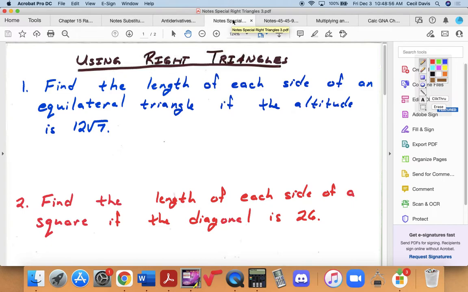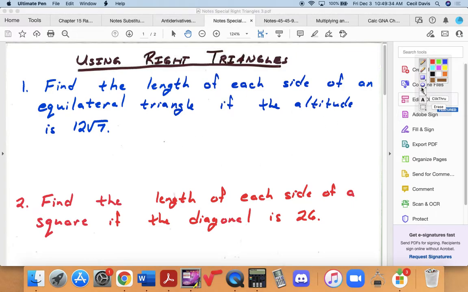A little bit more practice with using right triangles. Not a super long set of notes for today, but let's see what we can do. Find the length of each side of an equilateral triangle if the altitude, which is what you sometimes will call the height, and again, I think I pointed it out the other day, but if you get technical, height is the length of the altitude. But we use them kind of interchangeably, and that's okay.